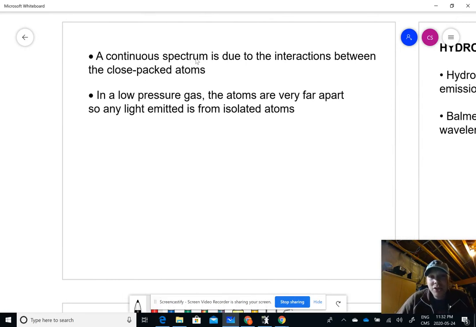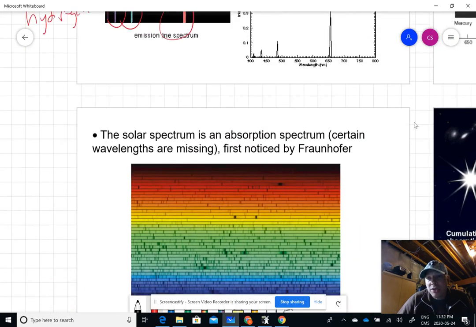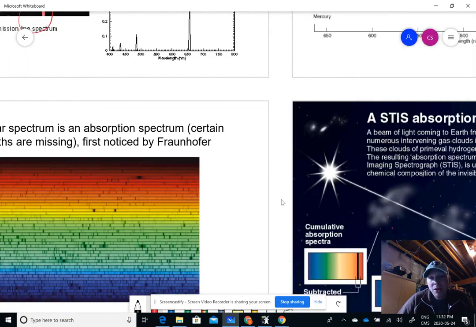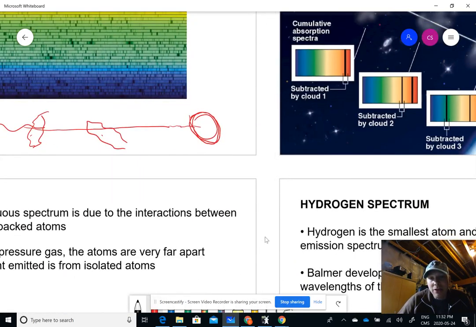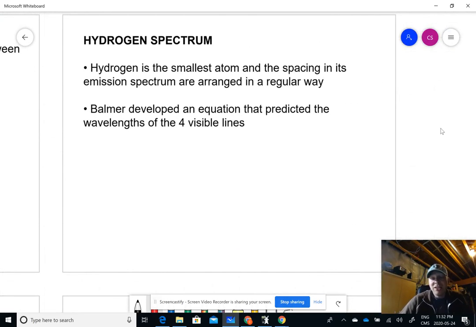A continuous spectrum is due to the interaction between the close packed atoms. In a low pressure gas, the atoms are very far apart, so any light emitted is from isolated atoms. So that helps to explain a little bit more about some of the problems that arise from us looking at these spectra. We're not going to get into that in great detail today.